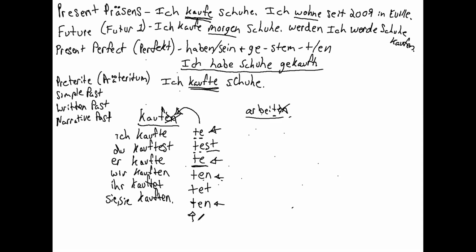So to avoid this, we of course have to add an E, same thing that we did in the present tense, except now instead of being an STD rule that only affects the du, er, sie, es, and ihr forms, it affects all of the forms because all of the forms have a T in them now. So we start with our stem, arbeit.